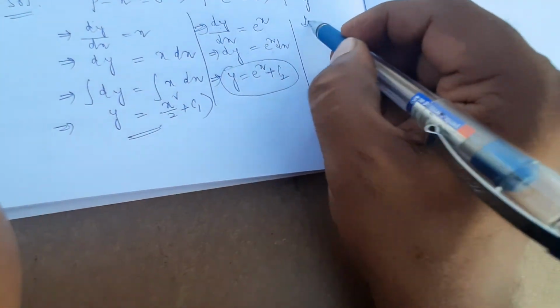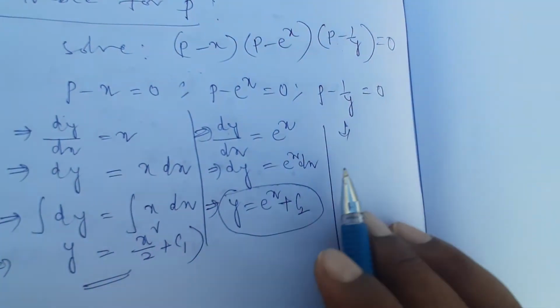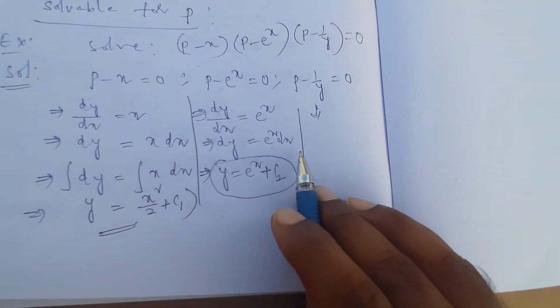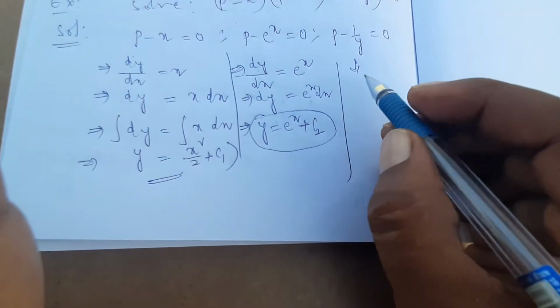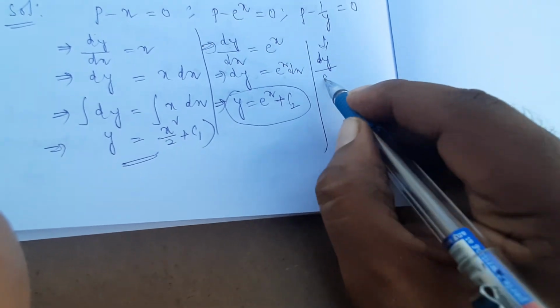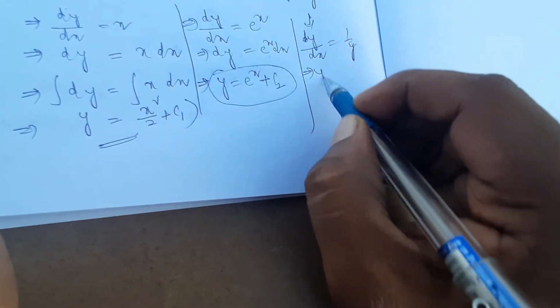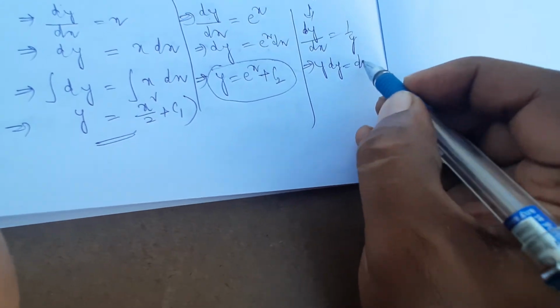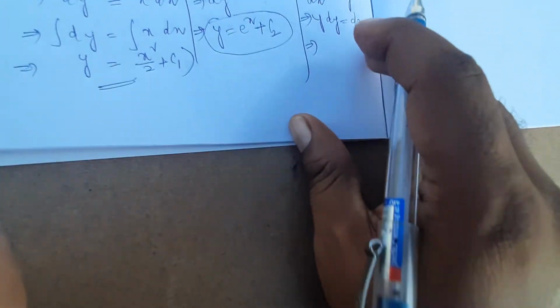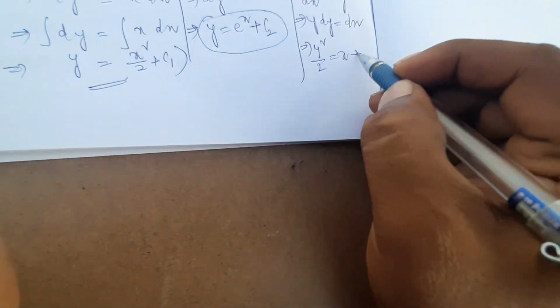Now here, if you simplify this value, p minus 1/y equals 0. Then p minus 1/y equals 0 means p, which is dy/dx, equals 1/y. If you cross multiply, y dy equals dx. Then if you integrate on both sides, you will get y^2/2 equals x plus c3.